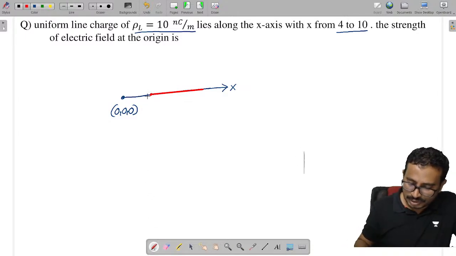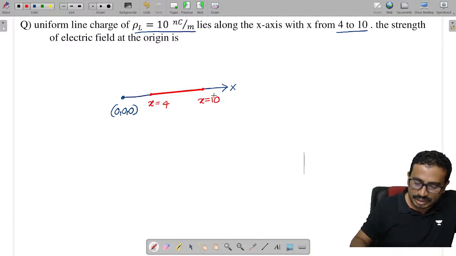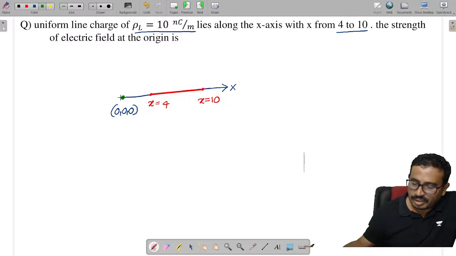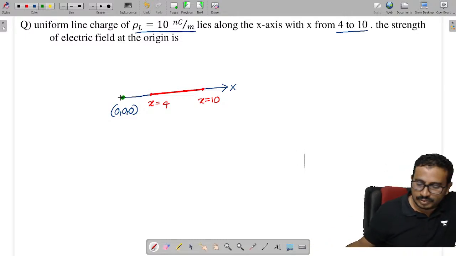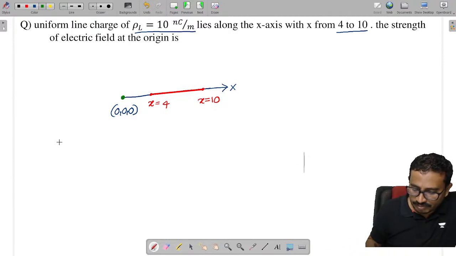You can have a look here. At this location the x value is 4, and here this x value is 10. This is a finite length charge now. Due to this line charge, I have to find the electric field at the origin. Now tell me, how can we find the electric field? This is the line charge. What is the electric field formula?